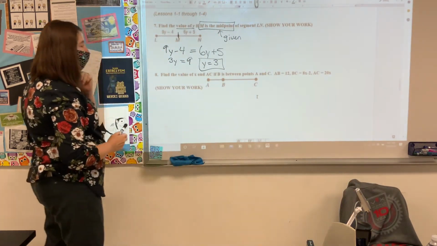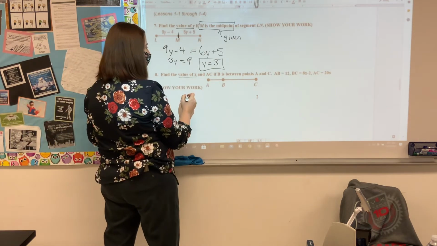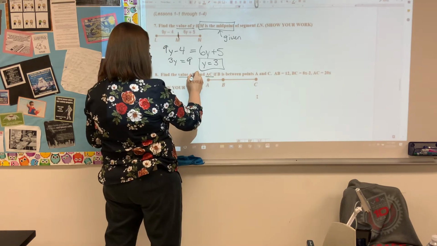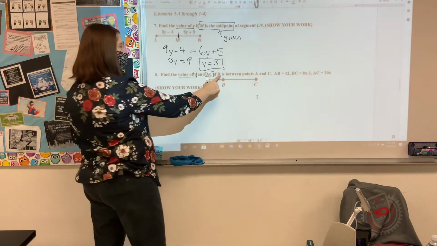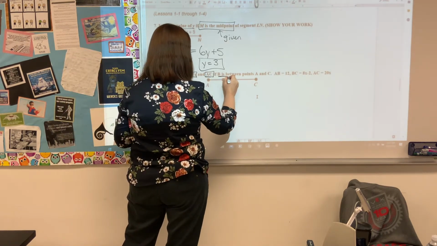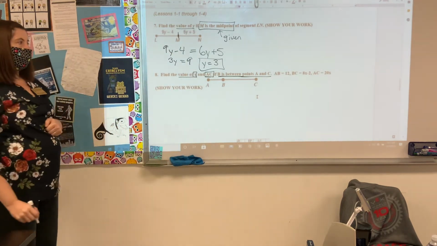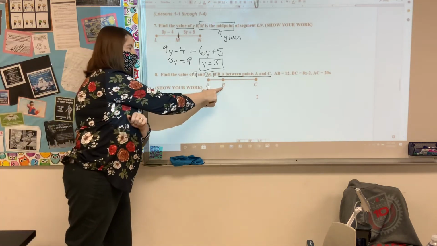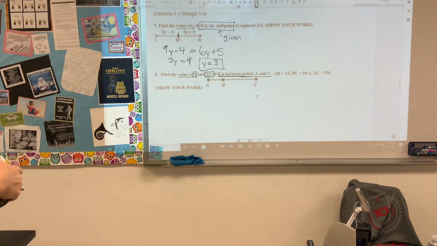The next one tells us to find the value of x and AC. I need to know both of these. And we know that B is between A and C. Okay? Is B the middle? Yeah. Why do you say that? No, never mind. You're not sure now? Yeah.